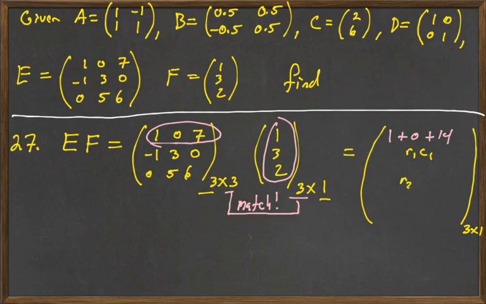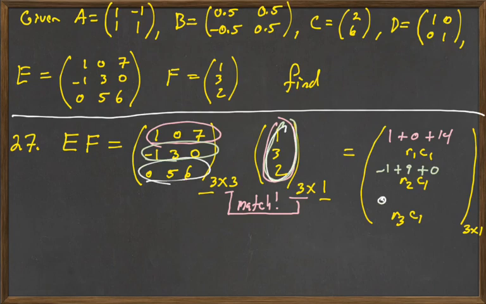Okay. And then we're going to do row 2, column 1. Negative 1 times 1 is negative 1. 3 times 3 is 9. 0 times 2 is 0. Row 3, column 1. Row 3 is 0, 5, 6. And column 1 is 1, 3, 2. 0 times 1 is 0. 5 times 3 is 15. And 6 times 2 is 12. And then we'll go ahead and simplify that down.